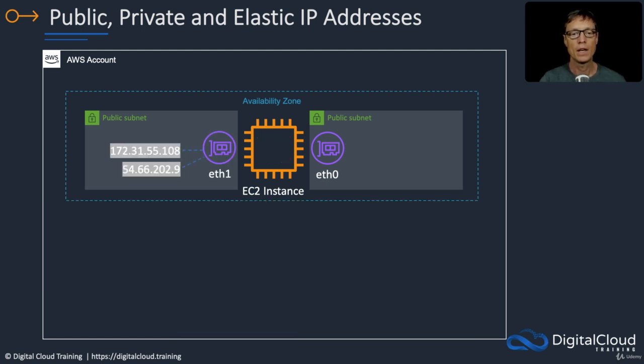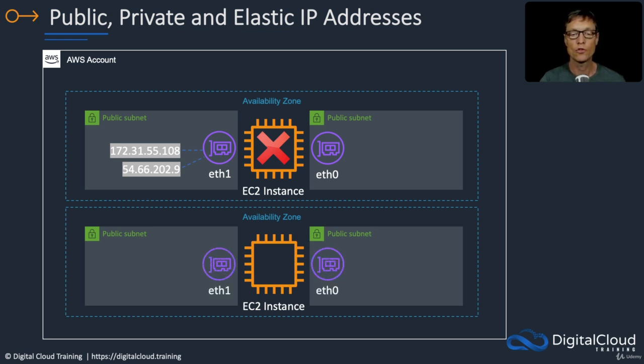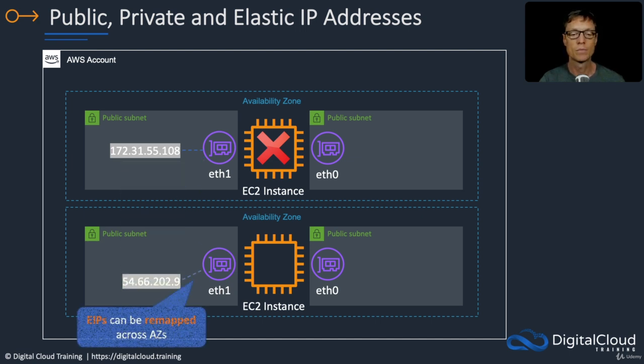Now, another option is, what if you have a failure, but you want to be able to fail over between availability zones? So you want to be able to protect in case an availability zone fails. Well, now we have an instance in a separate availability zone. It also has two network interfaces, and what we're going to do is move the elastic IP address. So EIPs can be remapped across availability zones, but remember, the elastic network interfaces cannot. They're within an availability zone. So you can remap them to a different subnet in the same AZ or a different instance in the same subnet, but you can't remap them across availability zones. But you can do that for the elastic IP address.